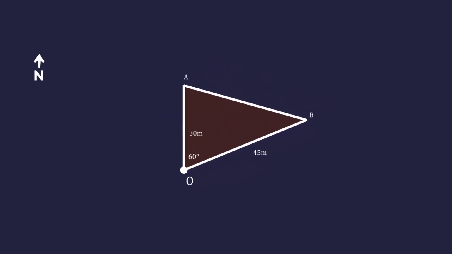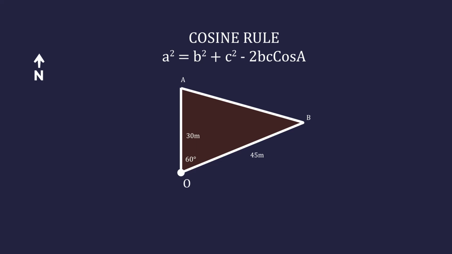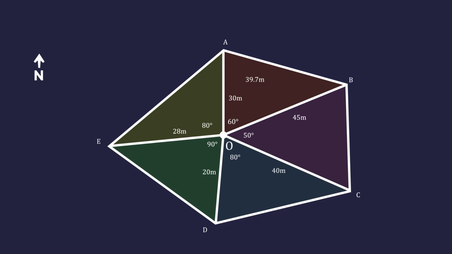We can see we have 2 adjacent sides and their angle from each other. You may recognize that in this case we can use the cosine rule to calculate the remaining edge length. Using the equation a squared equals b squared plus c squared minus 2bc cos A, and substituting our values, we get a squared equals 30 squared plus 45 squared minus 2 times 30 times 45 times the cos of 60 degrees, which solves out to be 37.9. We can solve this for the rest of the triangles and get the outer edges of each, which add up to the perimeter.